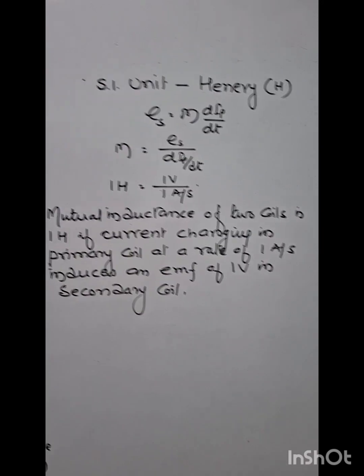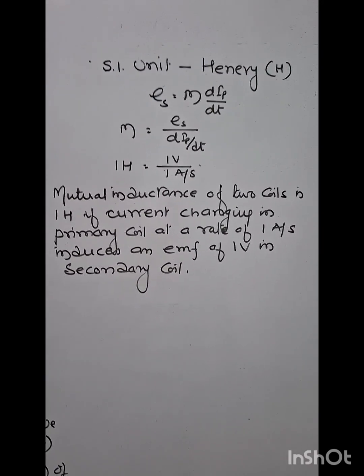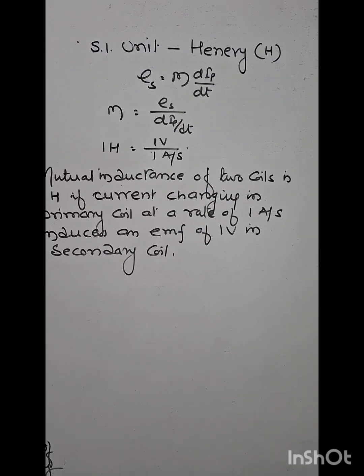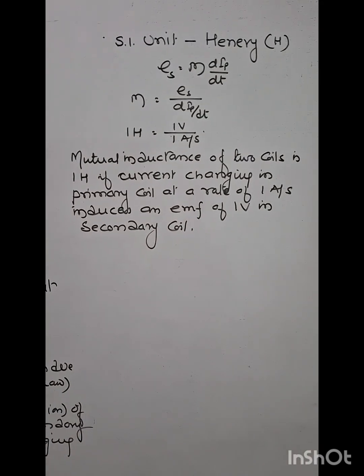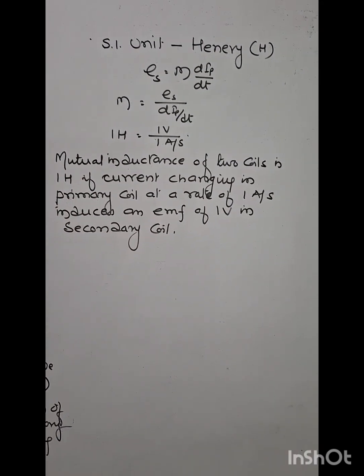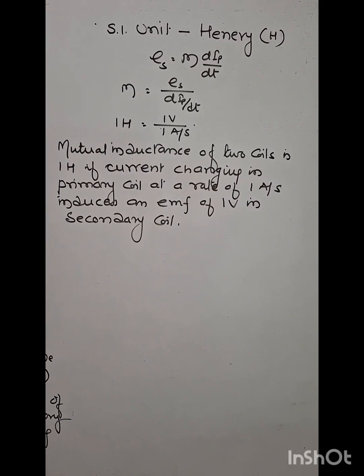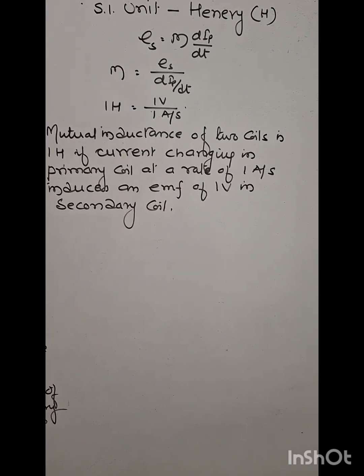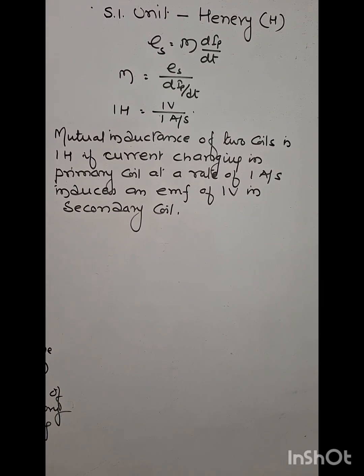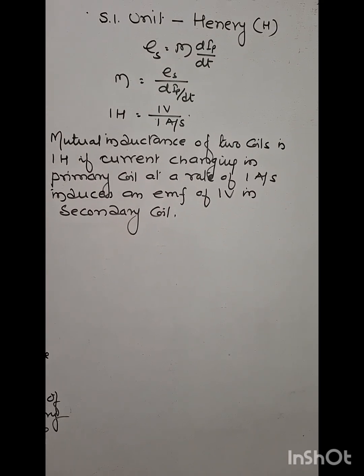Now the SI unit of mutual induction is the same as that of self-inductance, that is Henry. 1 Henry is equal to 1 volt upon 1 ampere per second. Mutual inductance of two long solenoids is 1 Henry if current changing in the primary coil at a rate of 1 ampere per second induces an EMF of 1 volt in the secondary coil. The dimensions of mutual inductance are the same as that of self-inductance.